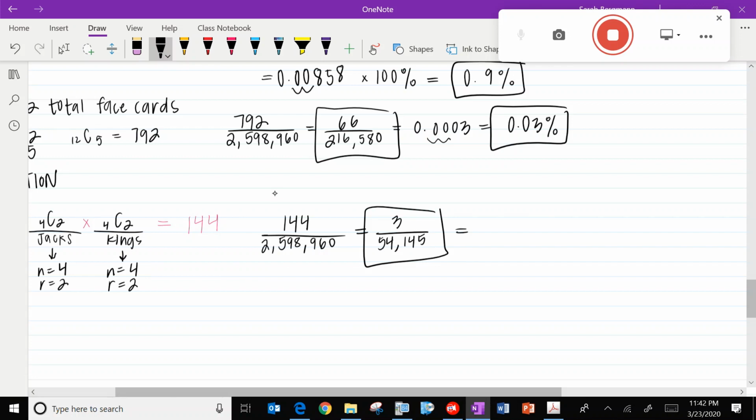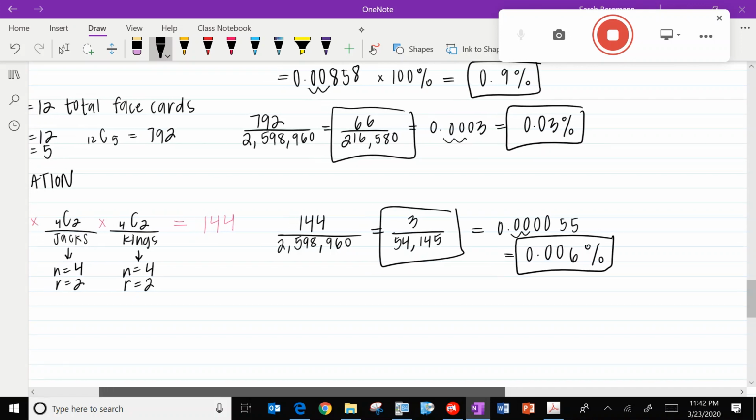Or you could change it to a decimal, which is 0.000. Let's see. 4 zeros, 55. Which as a percent, we just move my decimal place over 2. That's 0.006% chance of getting 1 ace, 2 jacks, and 2 kings.